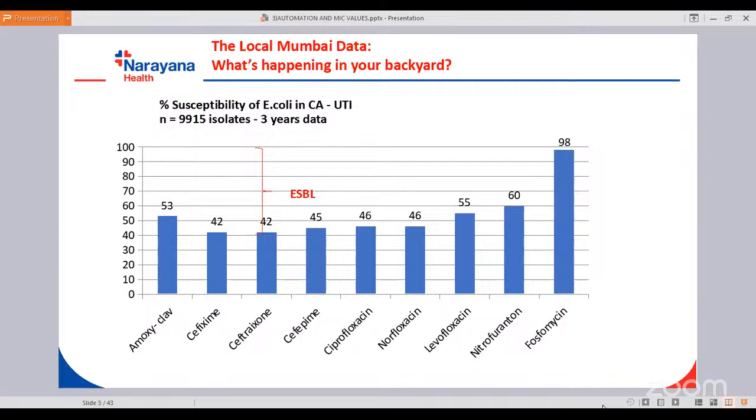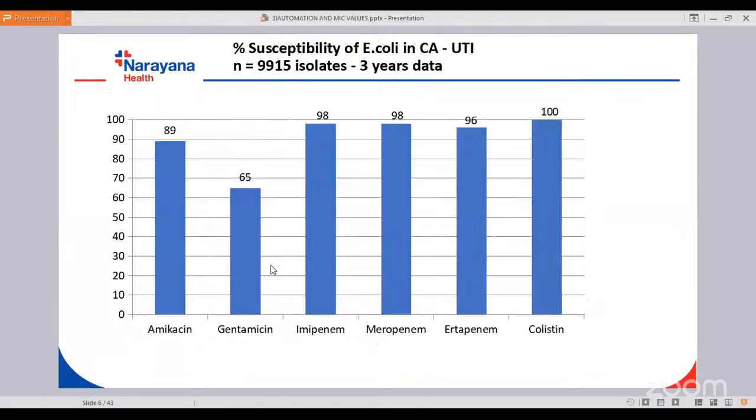What is happening in our backyard? The local Mumbai data of an article that got published actually by me a few years back, which shows this is a 3-year data where I saw community-acquired urinary tract infection around 10,000 isolates. And I found ESBL production at a very high rate there. Okay, so only 42% was sensitive. So 100 minus 42 is 58% ESBL.